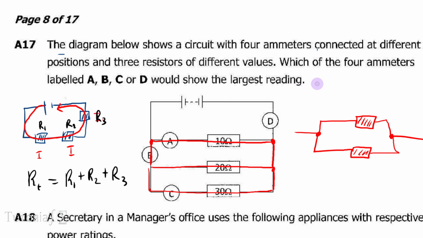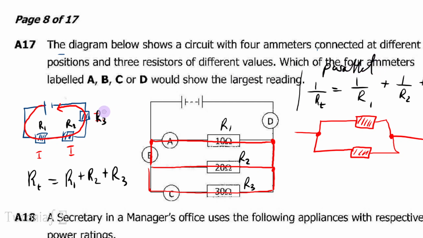For parallel, the total resistance is calculated using the formula: 1 over R total is equal to 1 over resistor 1, if this is resistor 1, this is resistor 2, and that is resistor 3, plus 1 over resistor 2 plus 1 over resistor 3. So this is the formula for parallel, and the earlier one is for series. Now we can even calculate the total resistance from this equation.